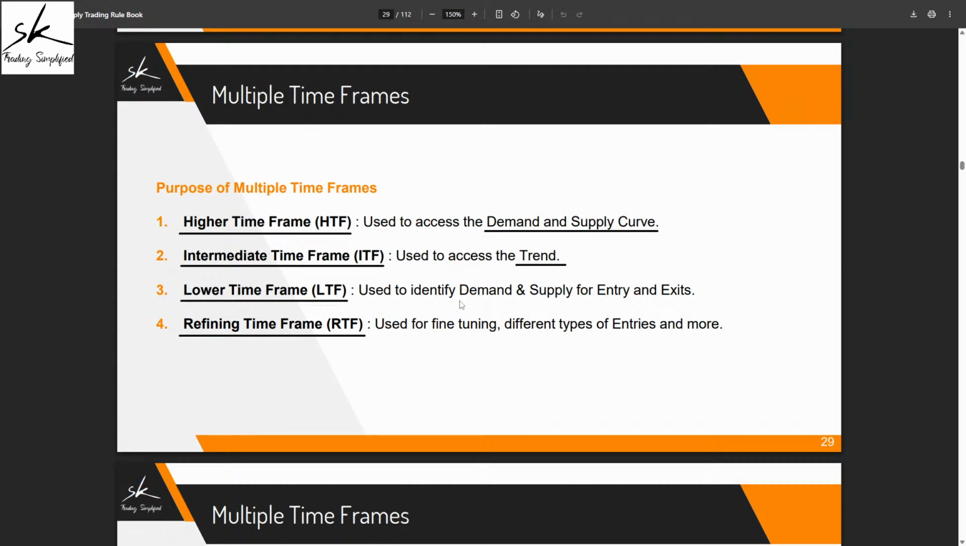On the lower time frame, we identify areas of demand and supply for our entries and exits, and the refining time frame can be used for multiple purposes like fine-tuning the zone, different kinds of entries like your type 2, type 3 entries, or in case we need to apply some additional rules. That is also where this time frame can help us.